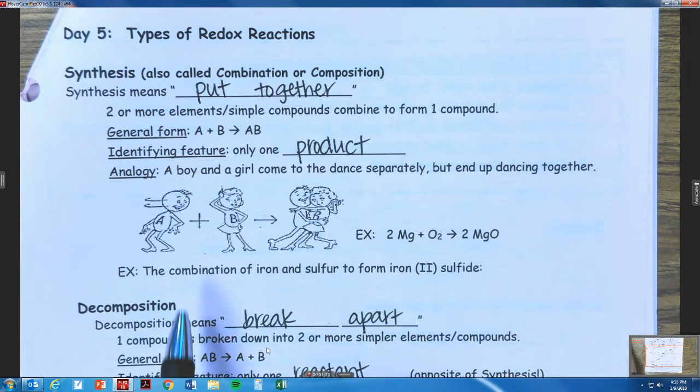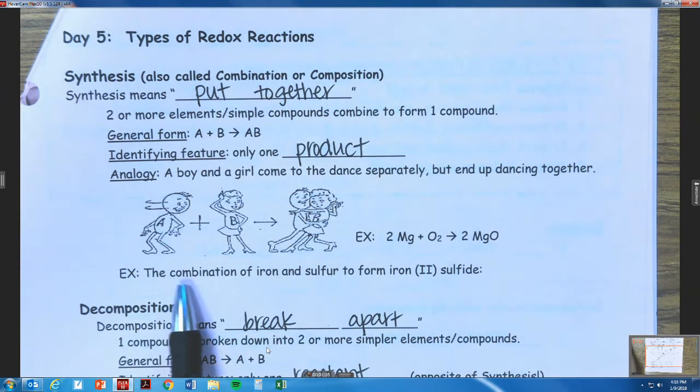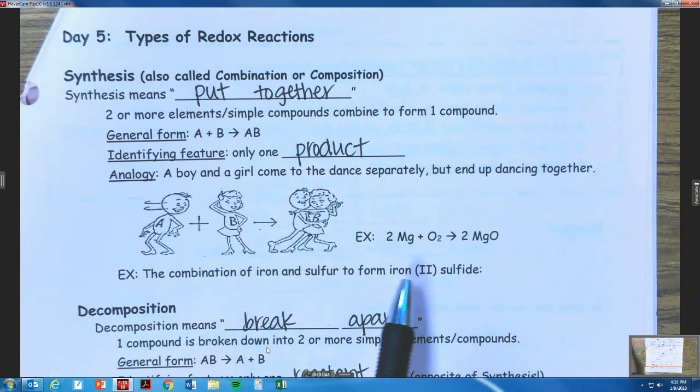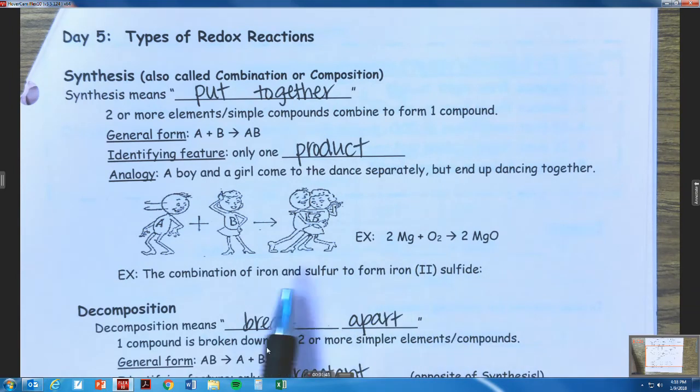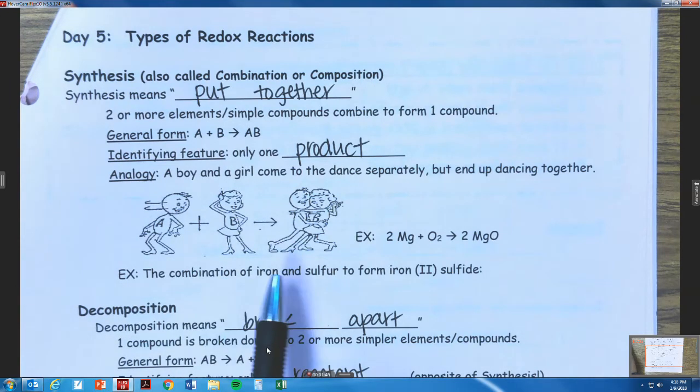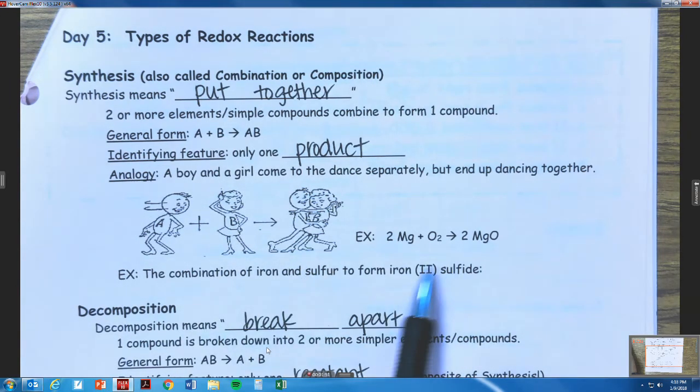And then you also have another example: the combination of iron and sulfur forms iron sulfide. Again, you have the keyword combination, and you're bringing together iron and sulfur to form a compound.